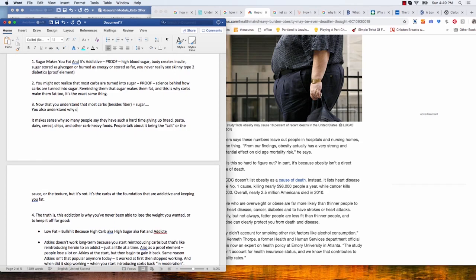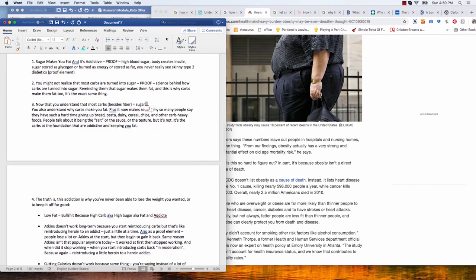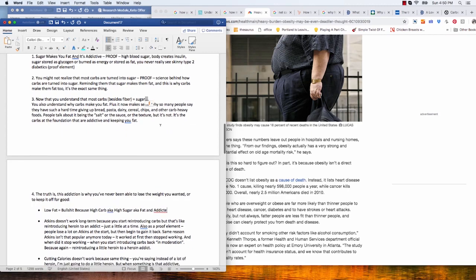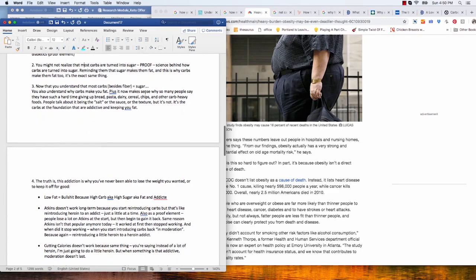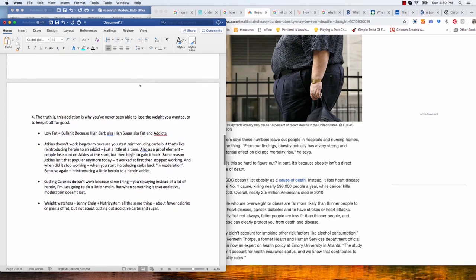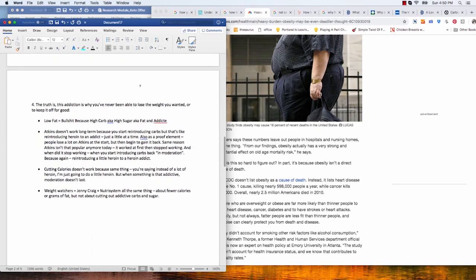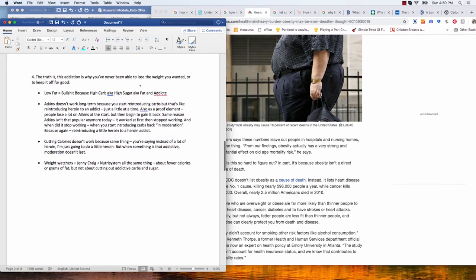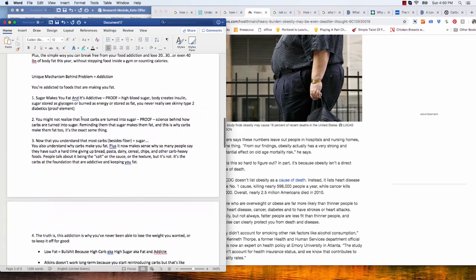Understand why carbs make you fat, plus it now makes sense. Why do so many people say they have a hard time giving up bread and all these other things? The truth is, addiction is why you're never going to lose weight and keep it off for good. And we're shitting on the alternatives. So that's the unique mechanism behind our problem.